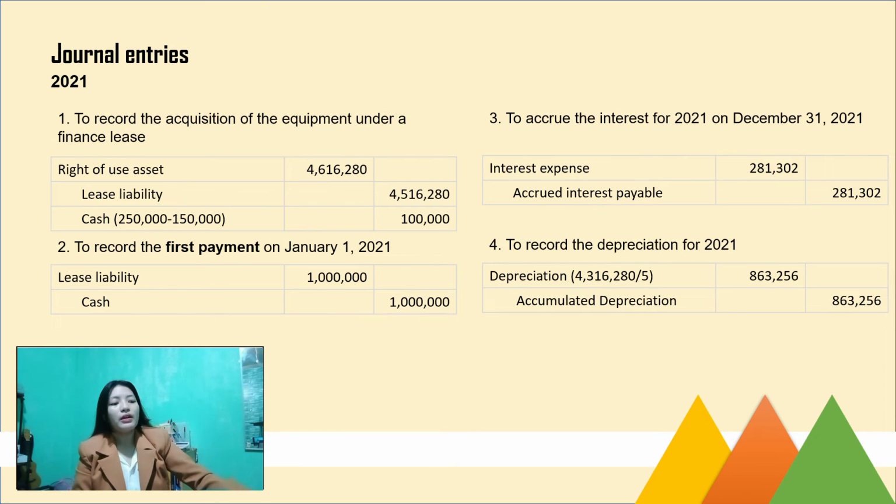4,316,280. Diba, pag usual depreciation ng mga asset, para makuha natin yung annual depreciation niya, ima-minus muna natin siya sa scrap value. So, dito naman, ima-minus natin yung residual value guarantee sa cost. So, 4,616,280 less 300,000 will give us an amount of 4,316,280. So, itong amount na to, ang i-divide natin sa 5.